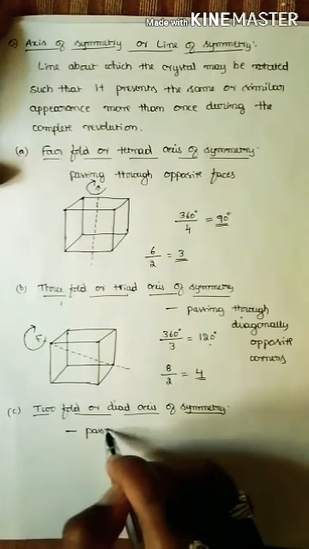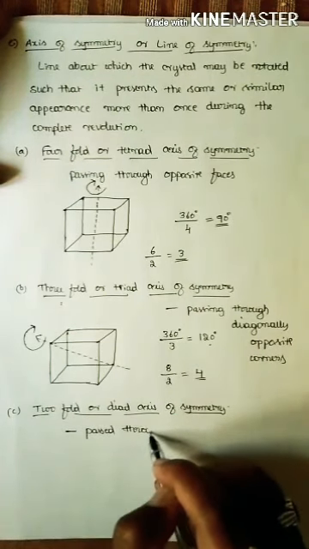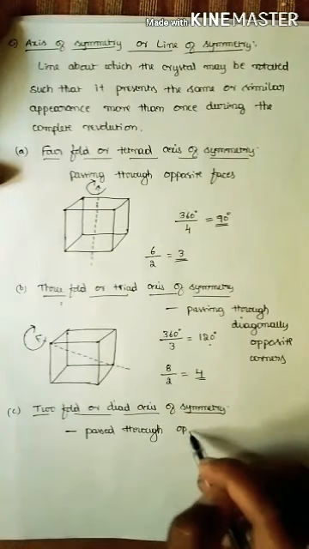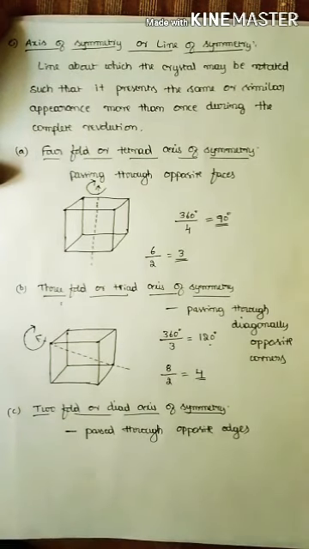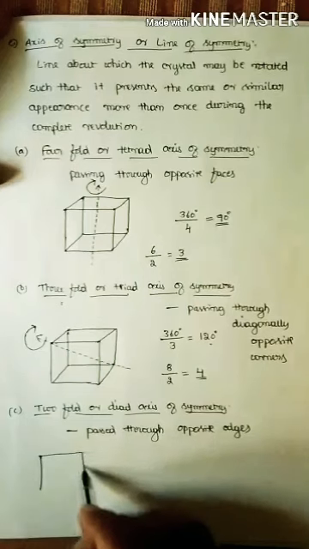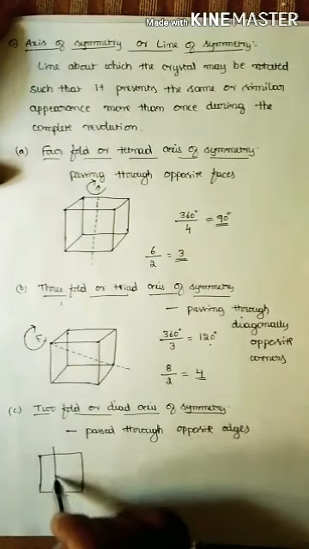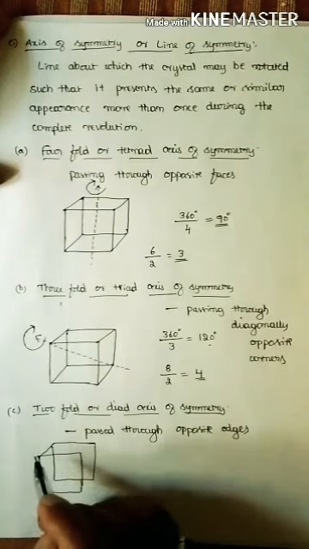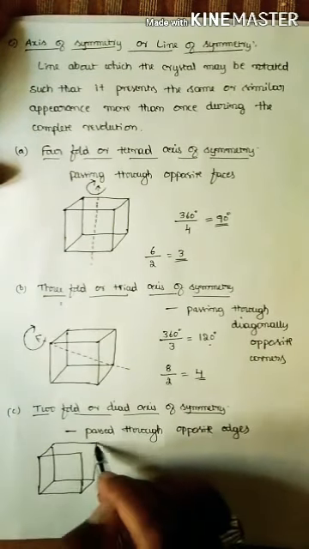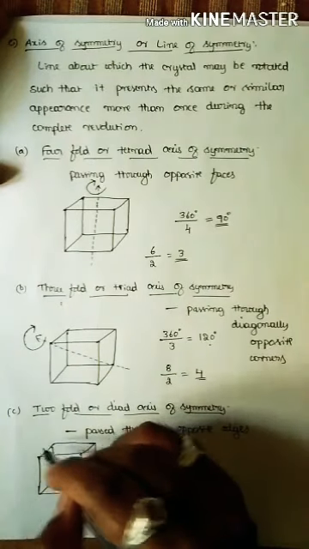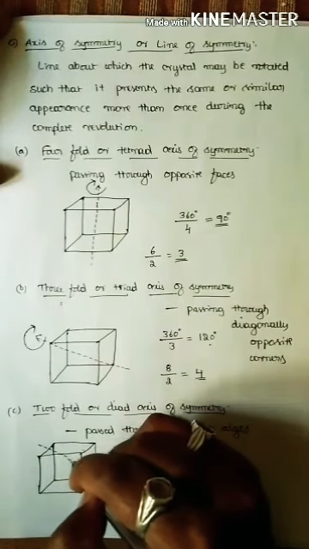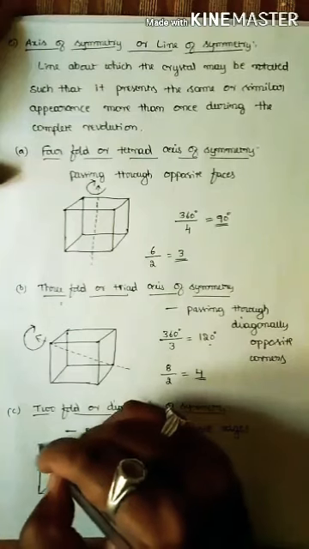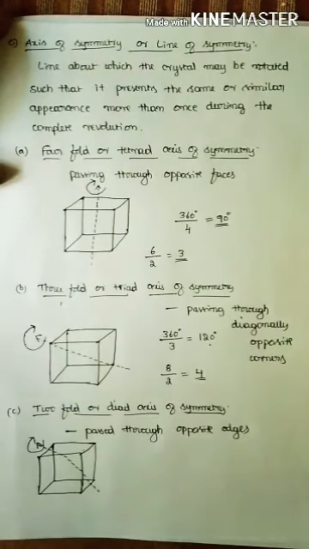diagonally opposite edges. So now we shall see how that axis of symmetry will be. In case of a cubic crystal, diagonally opposite corners, opposite edges. This is the diagonally opposite edges, and about this axis the crystal will be rotated.